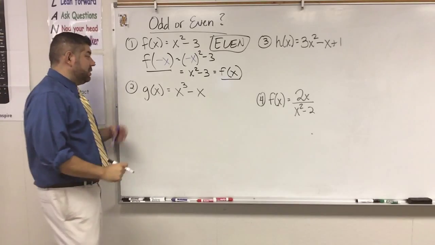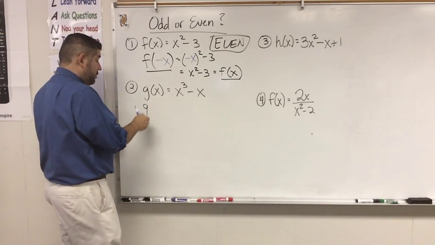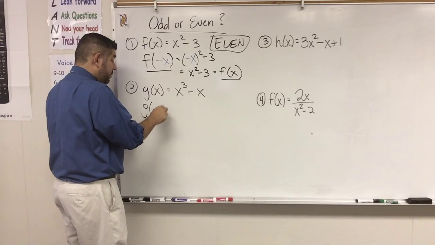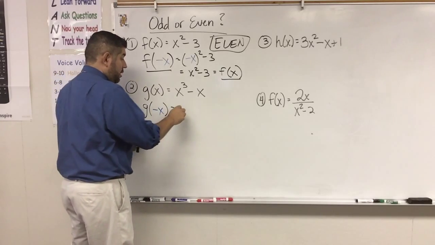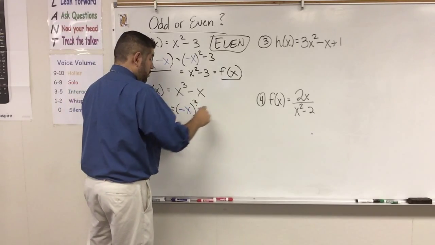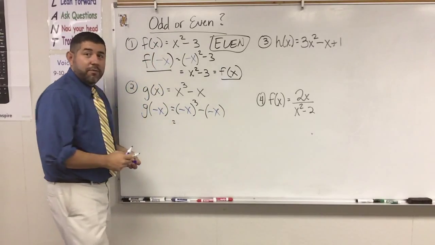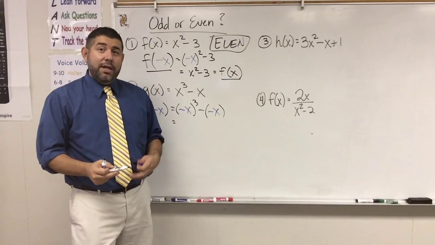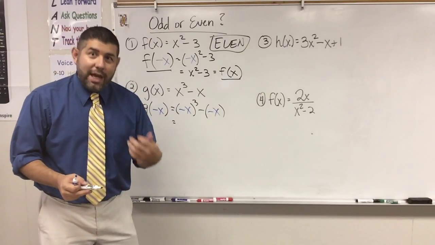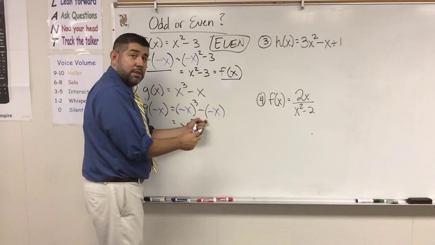All right, so let's take a look at another one. We're going to do the same thing, guys. Plug in negative x anywhere we see an x. Now we're going to simplify. Negative x times negative x times negative x is negative x cubed. Negative times the negative is positive.